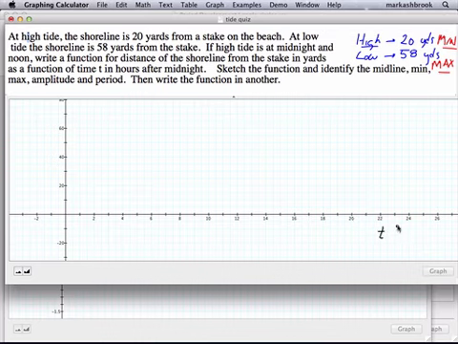Time. Okay, I'm going to come around. I want to see good sketches here.